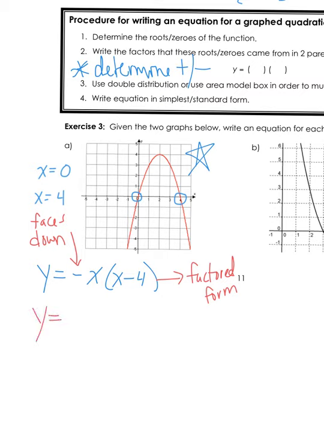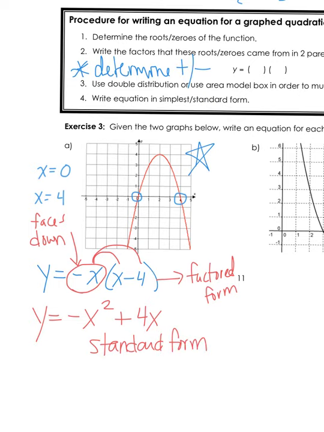If I want it in standard form, I'm going to have to distribute this. Now, because this is just a monomial, I can distribute the negative and the x at the same time. That's the only reason I'm allowed to do that here. Negative x squared, x times x is x squared, plus, how did I get a plus? Because a negative times a negative is positive, 4x. That is standard form. Last one.